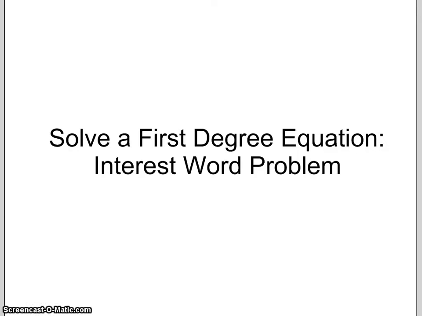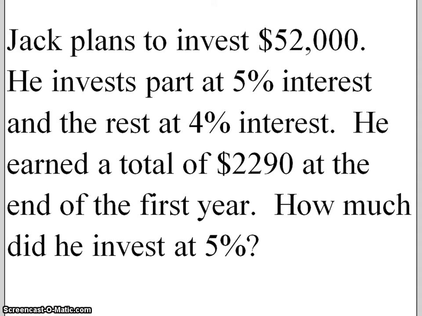In this video, we're going to learn how to solve a first-degree equation in the context of an interest word problem. So take, for instance, this problem here. Jack plans to invest $52,000. He invests part at 5% interest and the rest at 4% interest. He earned a total of $2,290 at the end of the first year. How much did he invest at 5%?